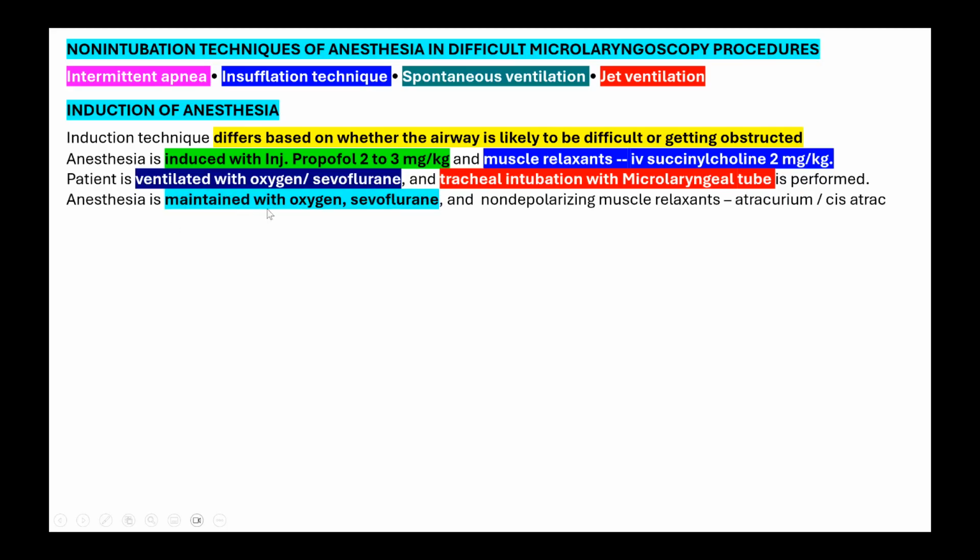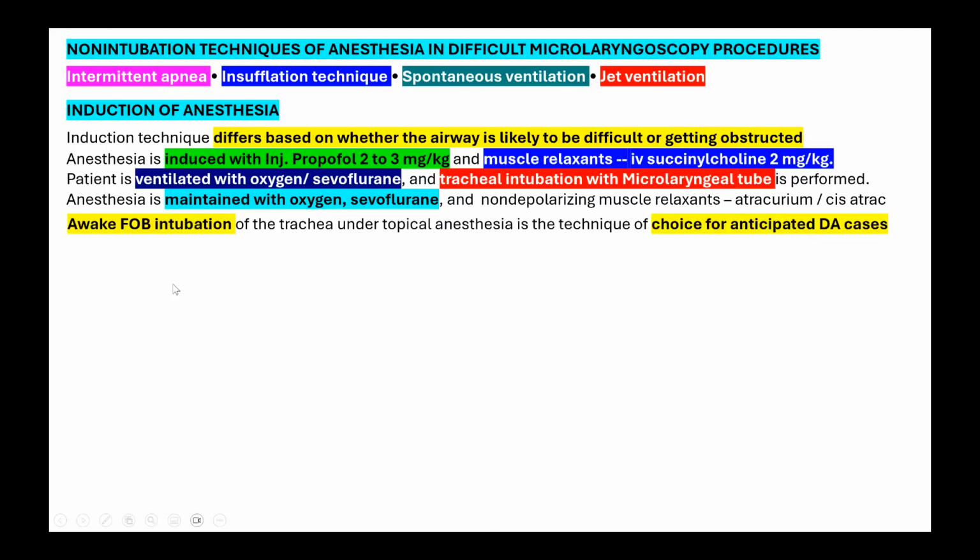So then anesthesia can be maintained with oxygen and sevoflurane, and if you have intubated, you can paralyze the patient with a non-depolarizing muscle relaxant like atracurium. And again, through the tube, you can do regular controlled ventilation, assisting the ventilation through the tube, or again, you can do the standard jet ventilation or high frequency ventilation to ventilate the patient, and you can oxygenate the patient through that.